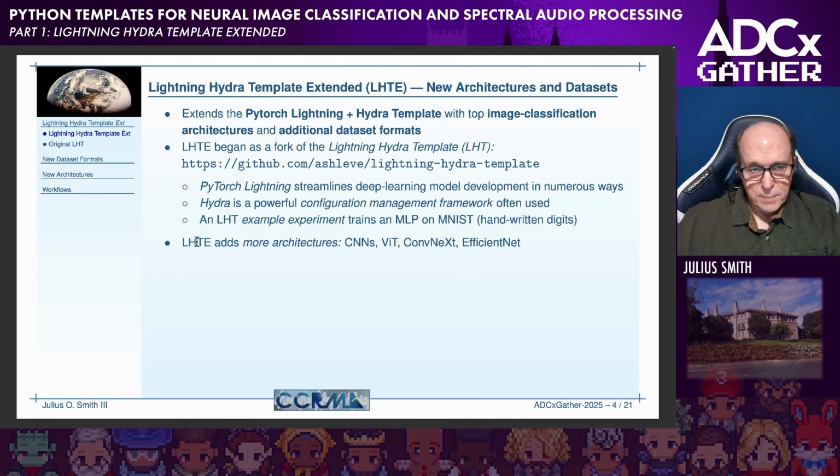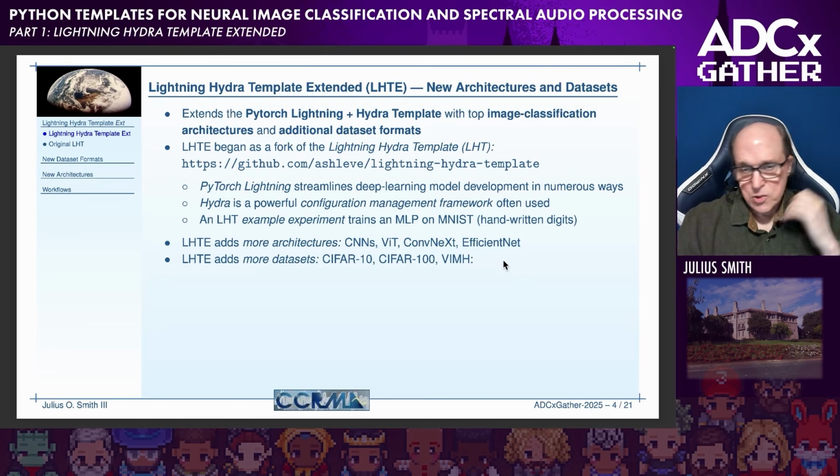So what's happening in the extended version, LHTE, is we're adding CNNs, Vision Transformer, ConvNeXt, which is sort of the CNN answer to Vision Transformer or to transformers in general. It incorporates a lot of the ideas and does really well. And then EfficientNet, which is really good for small systems, like if you're going for a phone or something like that. And there's also more dataset support. So in addition to MNIST, we have CIFAR-10 and CIFAR-100, and I have some previews about that.